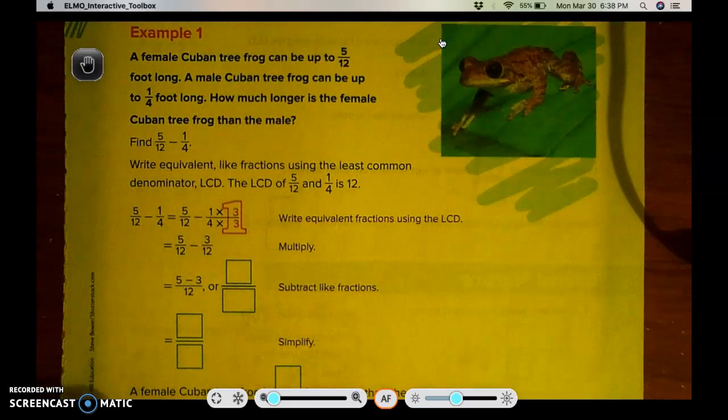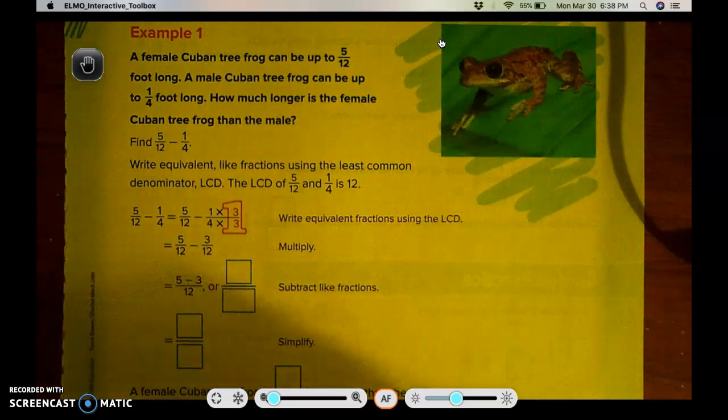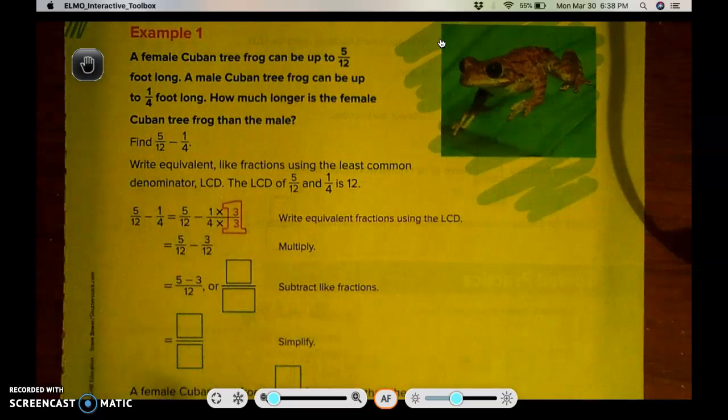Alright, moving on to subtracting with unlike fractions. Again, very similar to adding with unlike fractions, just doing the opposite. So, jumping right into it, a female Cuban tree frog can be up to 5/12 of a foot long. A male Cuban tree frog can be up to 1/4 foot long. How much longer is the female Cuban tree frog than the male? So they're looking for the difference.